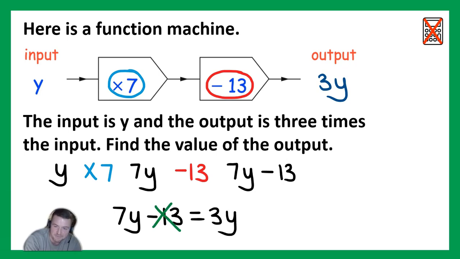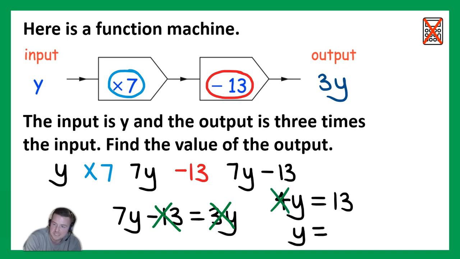If I add 13 to both sides and subtract 3y from both sides, 7y minus 3y is 4y. And adding 13 to both sides will give me 4y equals 13. Divide through by 4 will allow me to work out my value for y. 13 divided by 4 is 3.25.